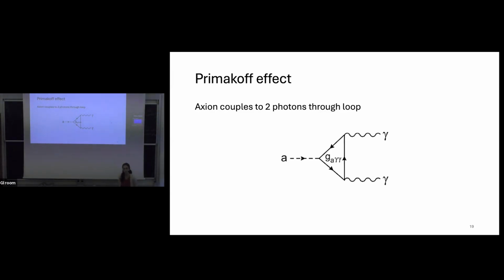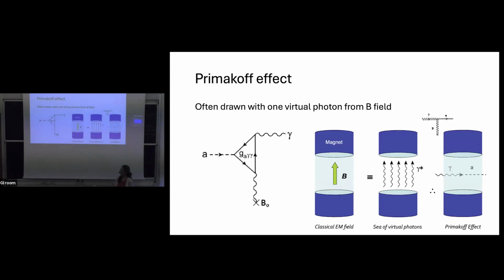Okay. So again, this is just the generic diagram, but if you are thinking about it in terms of an experiment, often you draw it more like this, where you have some virtual photon that's supplied by a magnetic field in your lab, maybe the Coulomb field inside a star, and then what you really think of is the axion converting to the photon in the presence of this external field. So this is what this actually looks like more schematically. So you have some classical magnetic field. This is basically a sea of virtual photons. And then you can run this either way.